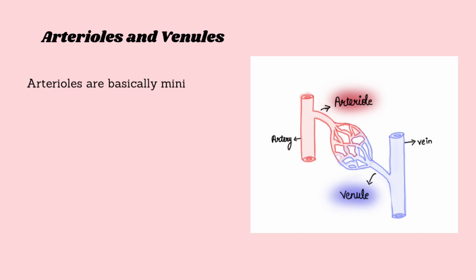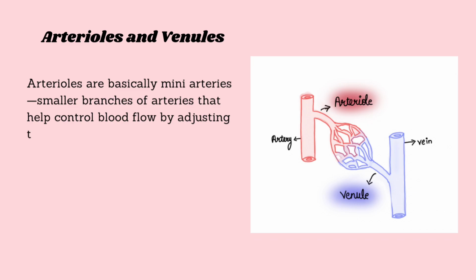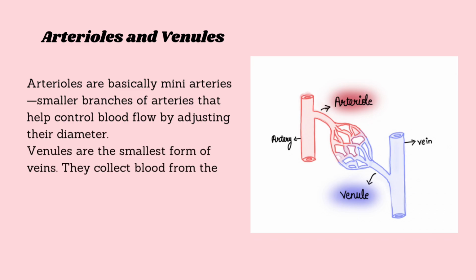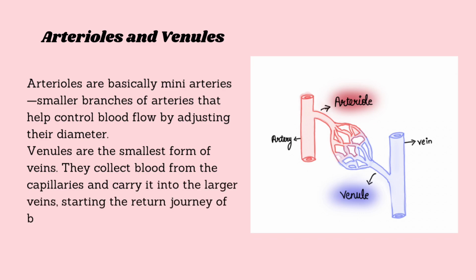Arterioles are basically mini arteries, smaller branches of arteries that help control blood flow by adjusting their diameter. Venules are the smallest form of veins. They collect blood from the capillaries and carry it into the larger veins, starting the return journey of blood back to the heart. Here's a fun fact.